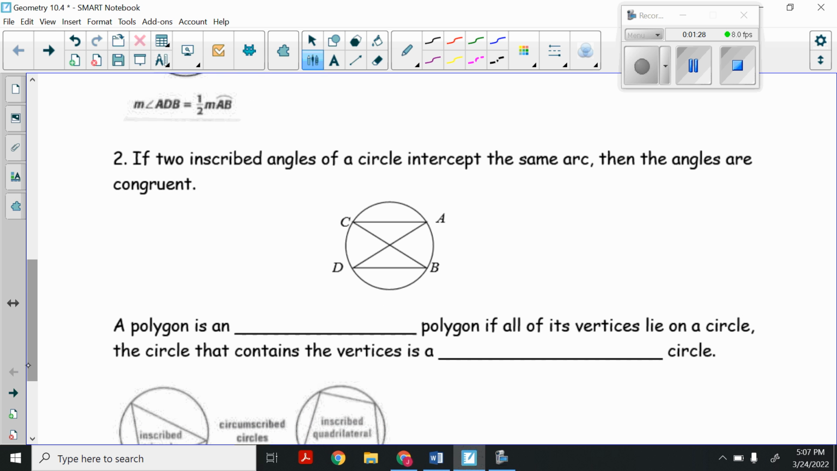Theorem number 2 tells me that if two inscribed angles of a circle intercept the same arc, then the angles are congruent. So if I look at the inscribed angle ACB, it intercepts arc AB. Angle ADB is also an inscribed angle, which also intercepts arc AB. Then I know that the angles are congruent. So then I know that angle ACB is congruent to angle ADB because they have the same arc.